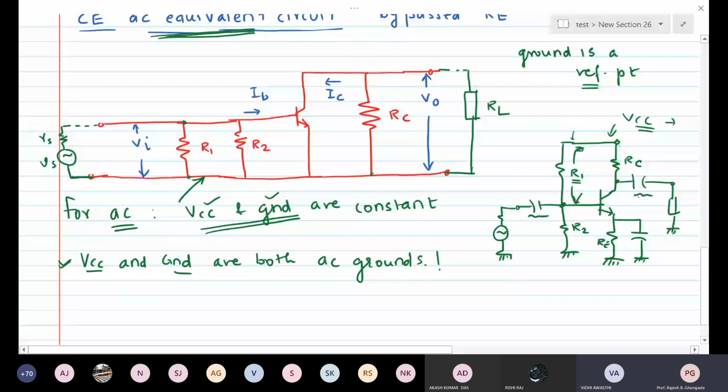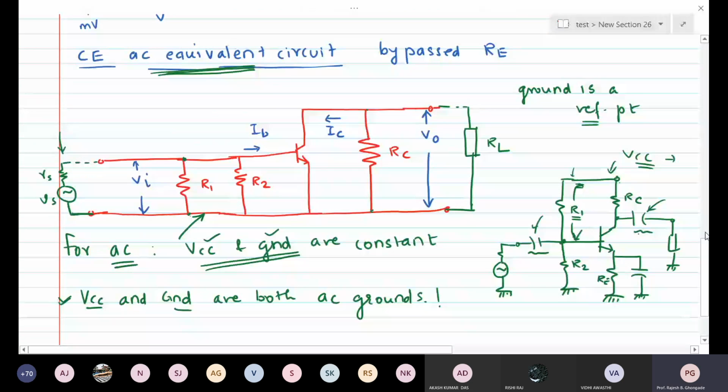Similar is the case with RC also. And why doesn't RE appear? Sir, it's because it is short-circuited. Yes, short-circuited by the bypass capacitor. Similarly, you can see here that the source is directly connected. Where is the capacitor gone? This capacitor, where did it go? Short circuit. Yes, it is a short circuit for AC. So this is called the AC equivalent circuit for a common emitter amplifier with bypassed RE.